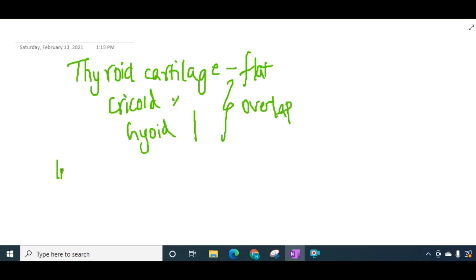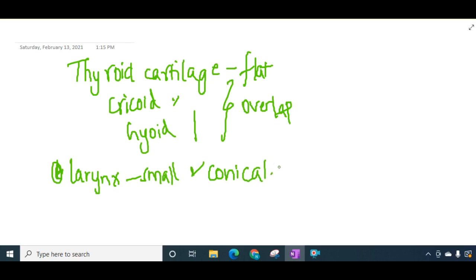The infant's larynx proper is small and conical. The diameter of the infant larynx will obviously be smaller than the adult's. The diameter of the cricoid cartilage is smaller than the size of the glottis.